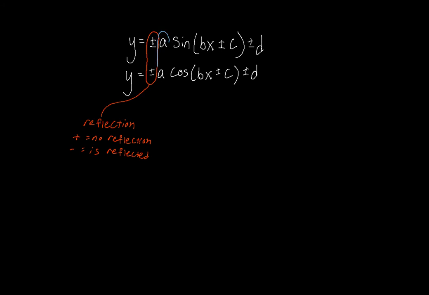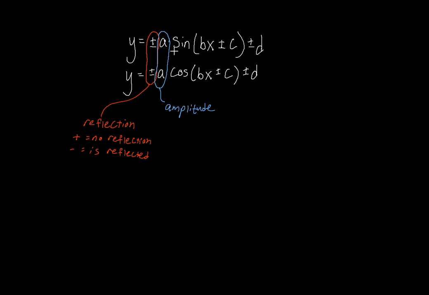The next thing to look at is this A. And in this case, the A is going to be your amplitude. So again, the amplitude is the distance from the midline to the crest, or the distance from the midline to the trough. Because it's distance, you're never, ever, ever going to include this positive or negative to it. The positive and negative deals with reflection. Amplitude is simply just a number. You don't have to worry about a positive or negative to it because it's a distance.